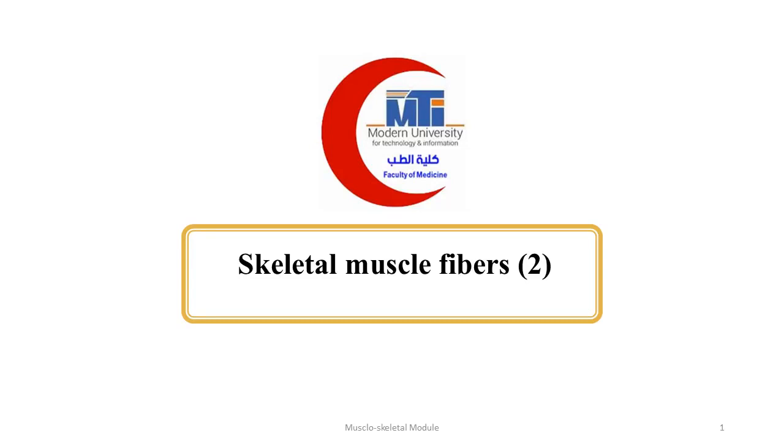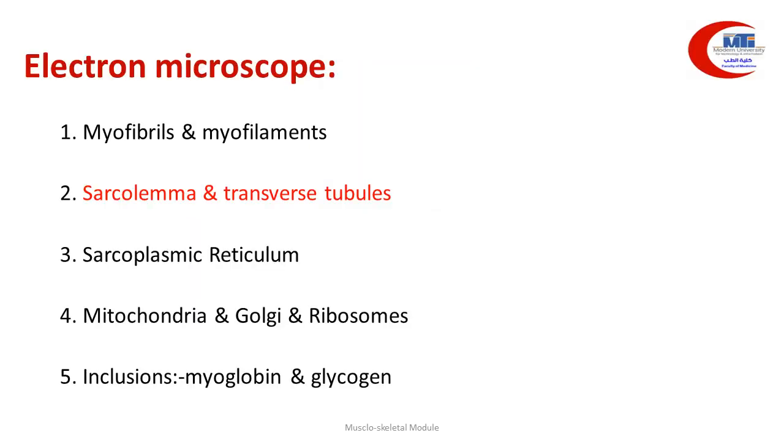We will continue with skeletal muscle fibers. As we said before, the skeletal muscle fiber has a cell membrane called the sarcolemma, which sends transverse tubules, and the cytoplasm contains myofibrils formed of myofilaments and contains smooth endoplasmic reticulum called sarcoplasmic reticulum, and also the cytoplasm contains many mitochondria, Golgi apparatus, ribosomes, and the inclusions include myoglobin and glycogen.